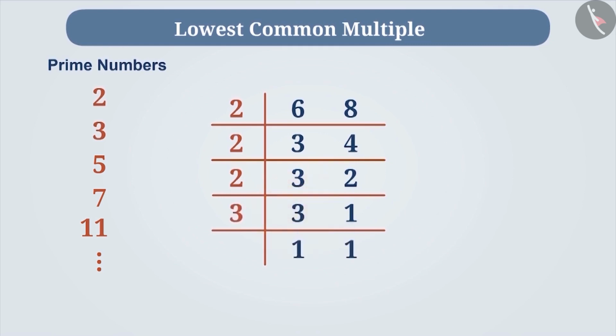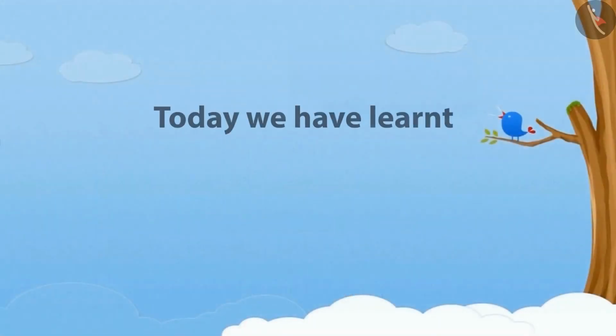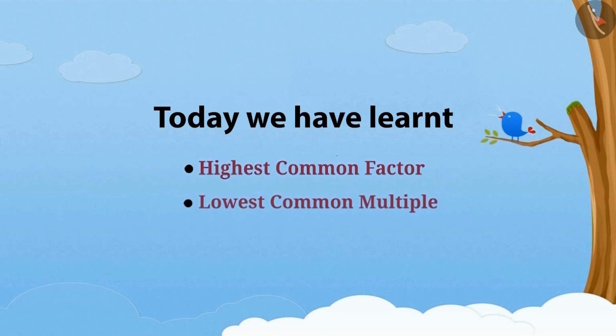Now the method came to an end. To find the LCM of 6 and 8, we will multiply these numbers. Therefore, the LCM is 24. Today, we've learnt the highest common factor and the lowest common multiple. In the next video, we will understand it in a better way with some examples.